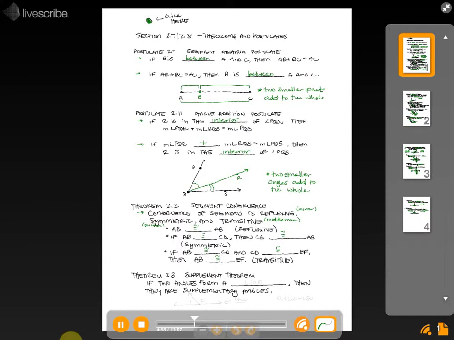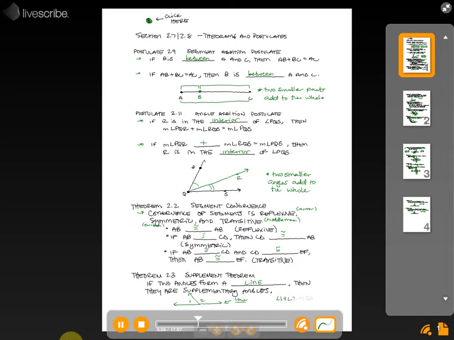Theorem 2.3 is the supplement theorem, and it says if two angles form a line, then they are supplementary angles. So if I've got two angles here, here's my first angle, angle 1, and then I have angle 2, and together they make a line, then they're supplementary angles. And we've talked about this in class before.